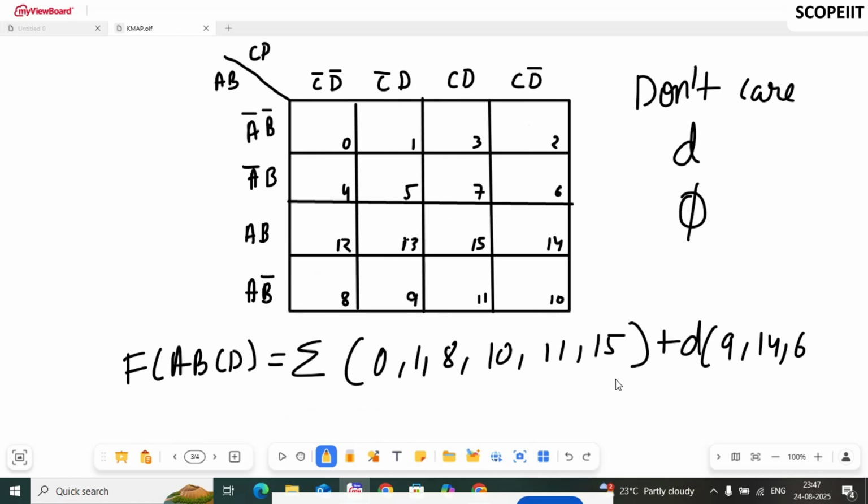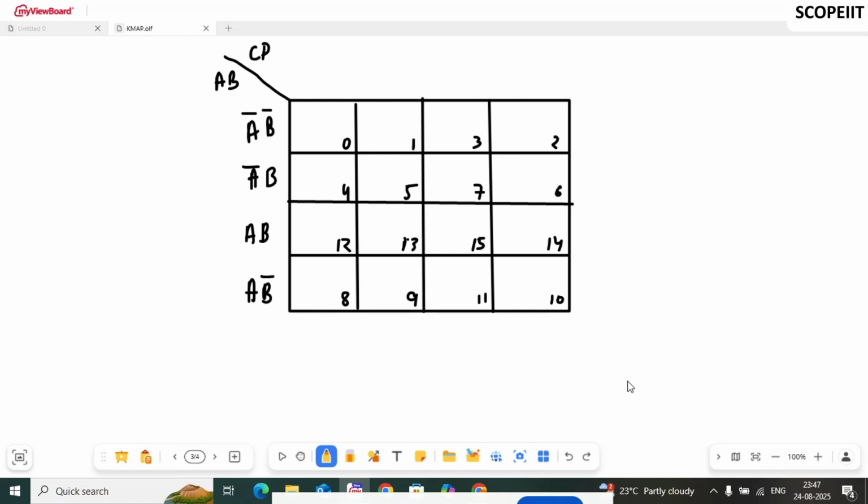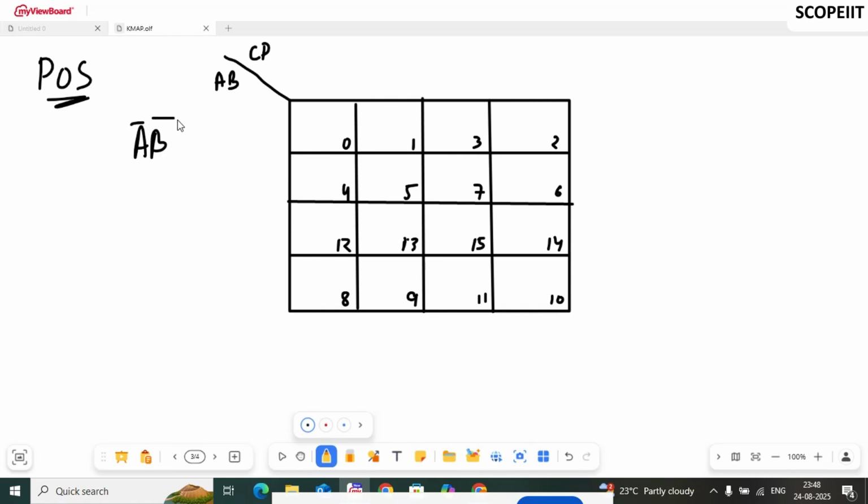Then the last topic, that is POS. One question we will cover even on POS. Now see how to first of all construct the K-map for POS. For POS, here it's opposite. Previously, what we were writing as A bar B bar, other than that, now what will we write? We will write here A plus B.